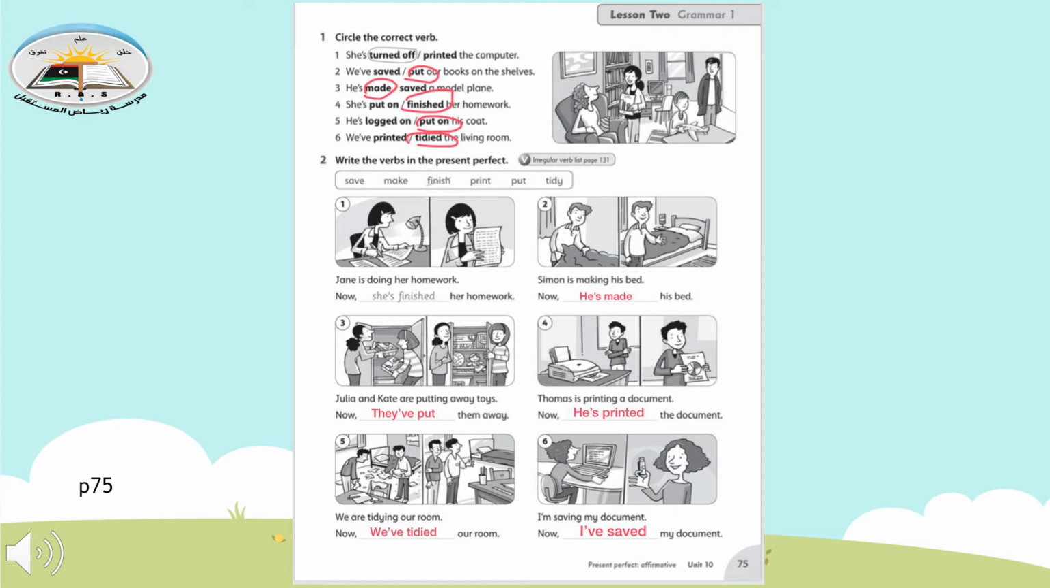Thomas is printing a document. Now he has printed the document. Number 5. We are tidying our room. Now we have tidied our room. Number 6. I'm saving my document. Now I've saved my document.